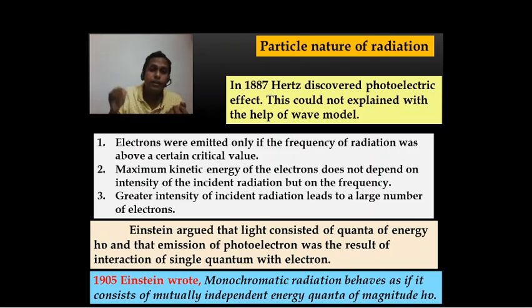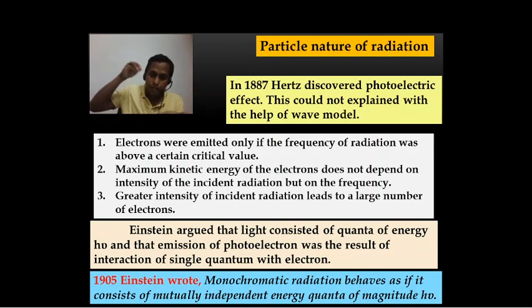Okay, then greater the intensity leads to a large number of electrons. For example, there is one photon having a frequency much higher than the critical value. Suppose there is light coming on a metallic surface. Actually, what is the photoelectric effect? The photoelectric effect is the ejection of electrons from a metal surface when light of suitable frequency falls on it.